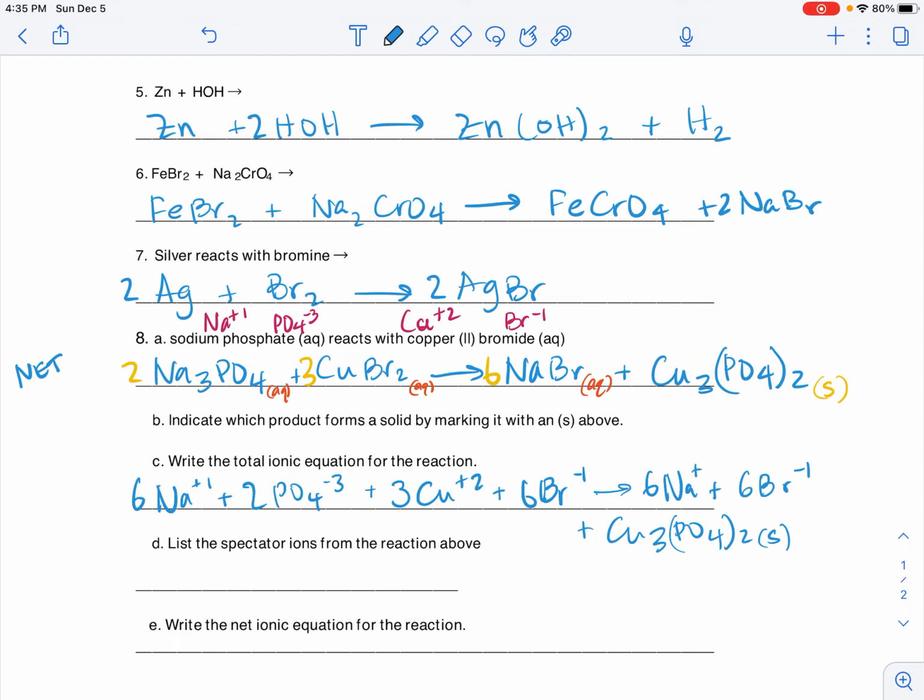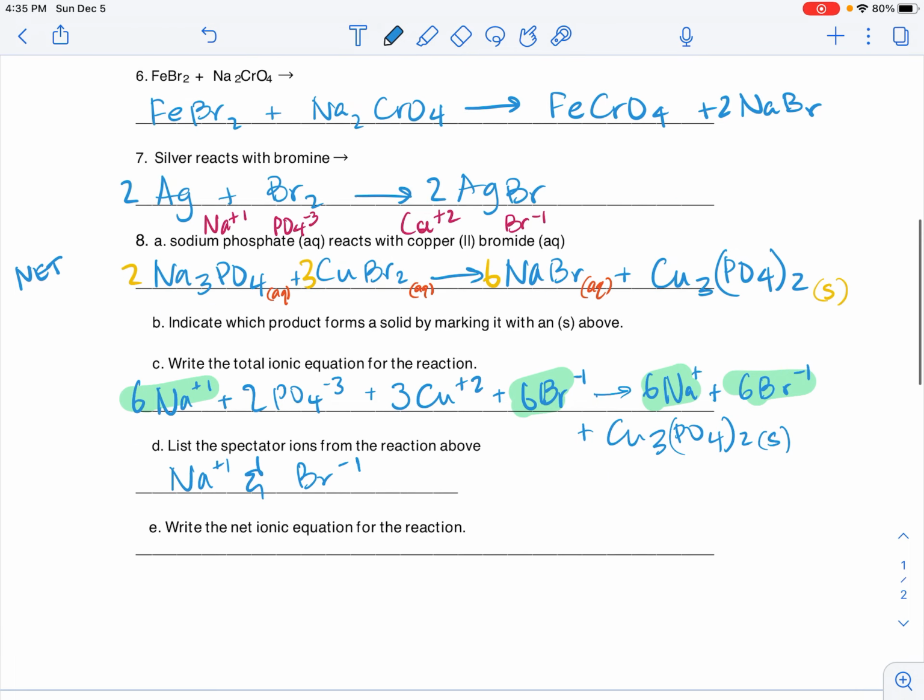The spectator ions, I can list them, I guess. They're the ones that repeat on both sides. You can see that you have 6 sodiums on each side and you have 6 bromines on each side. Those are the spectator ions. So if I was to write them, I would write Na+, and what was the other one? Br-, with the -1 for the charge.